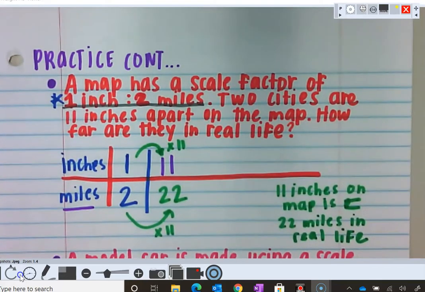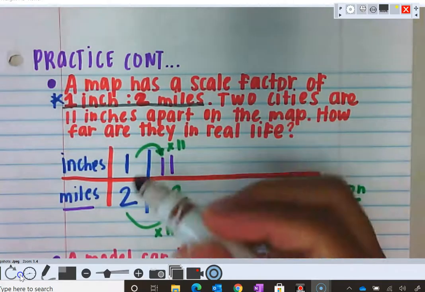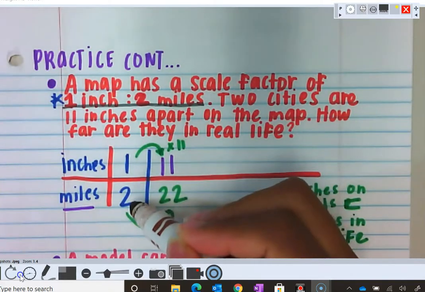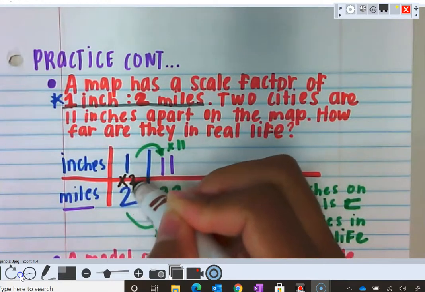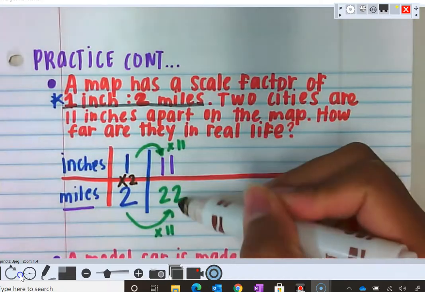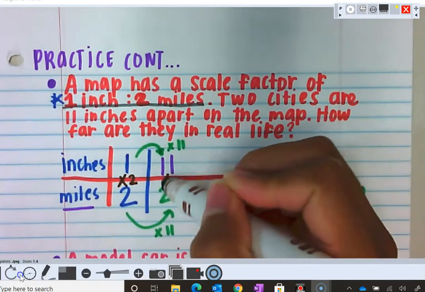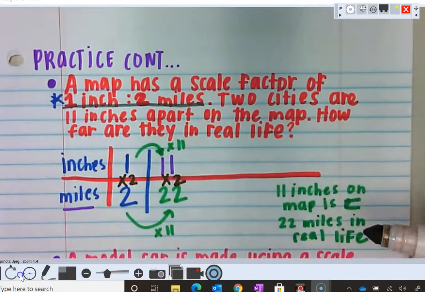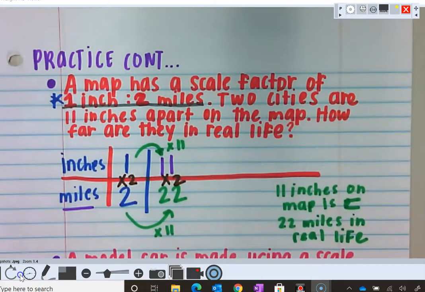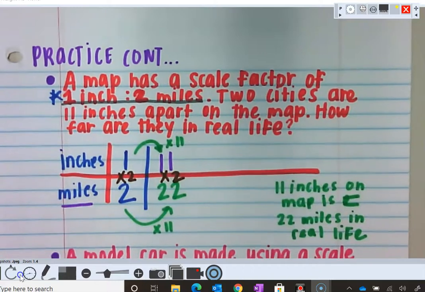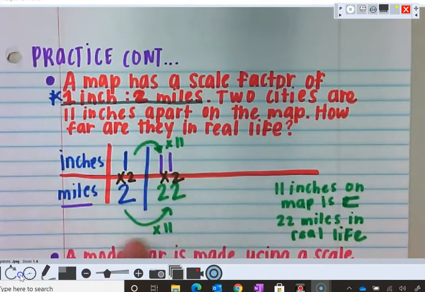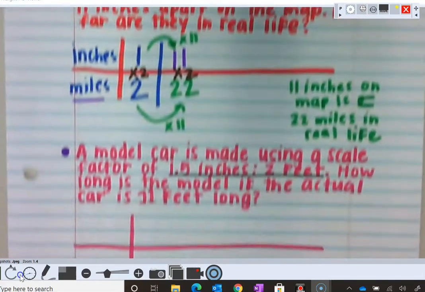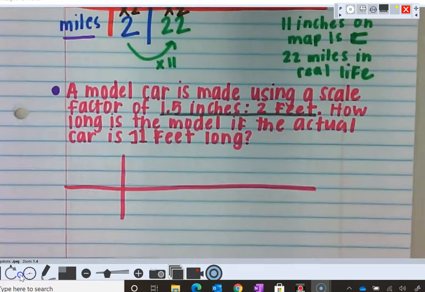Now we could have also noticed that same relationship I brought up last time. How am I going from 1 to 2? I can multiply by 2. How am I going from 11 to 22? I keep my relationship and multiply by 2, and 11 times 2 is 22. So you can look at this a number of different ways. Don't feel constricted to just looking at it like this. All right, so let's move on to the next one.